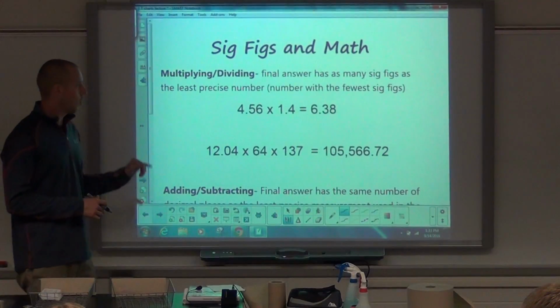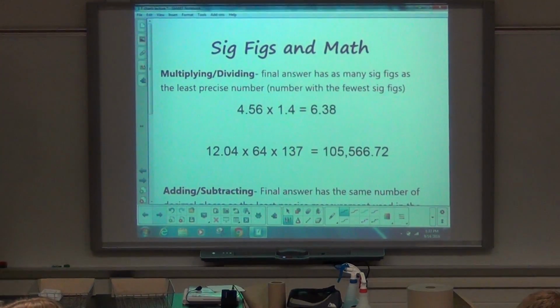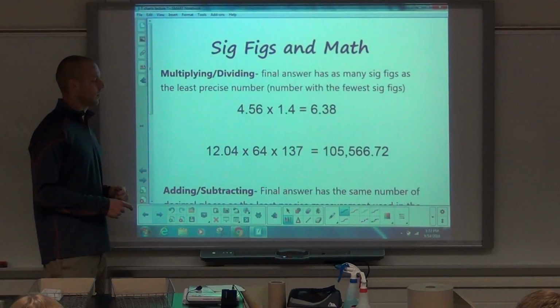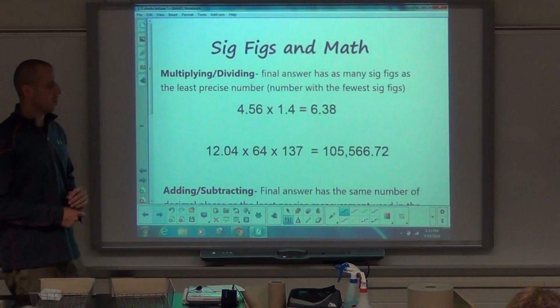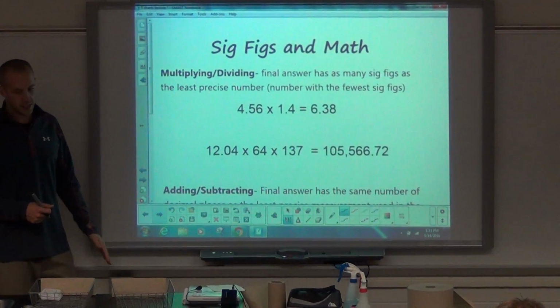Okay, next, we're going to talk about significant figures in math. So this is going to be multiplying, dividing, adding, and subtracting with significant figures. Multiplying and dividing are going to have the exact same rules. Adding and subtracting are going to have the exact same rules.